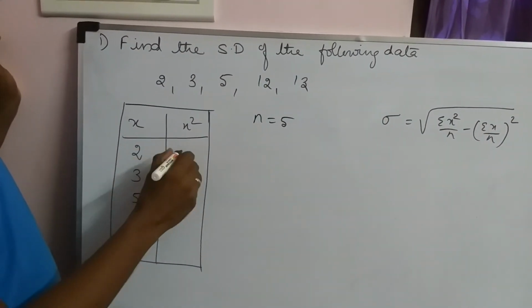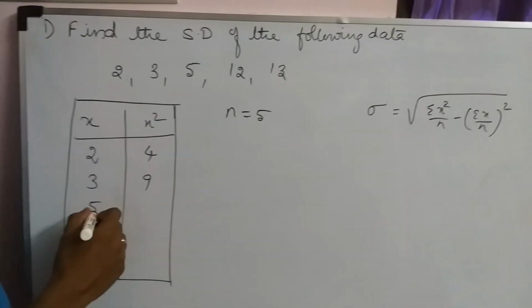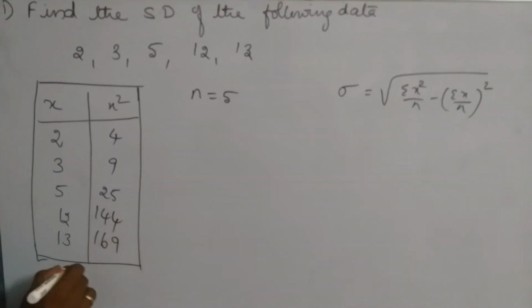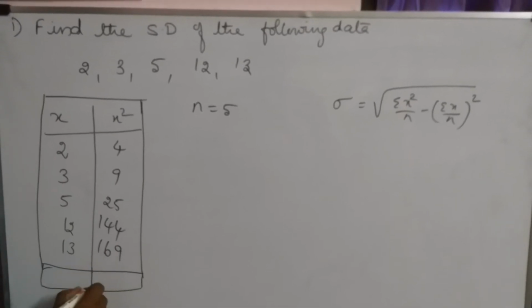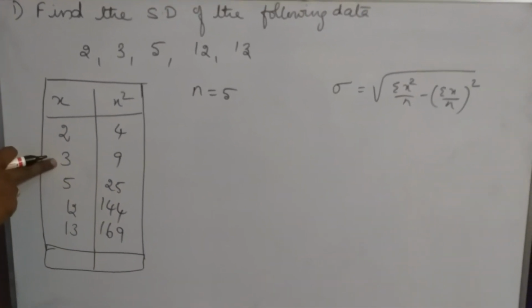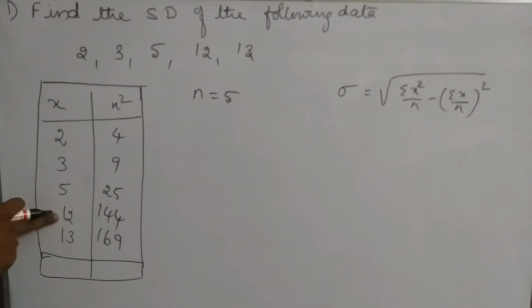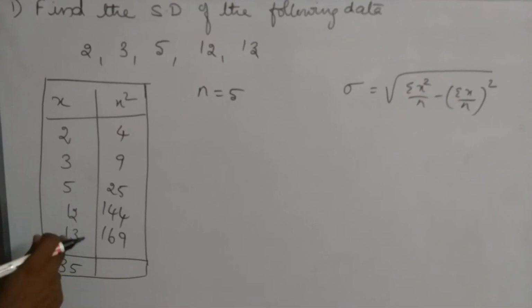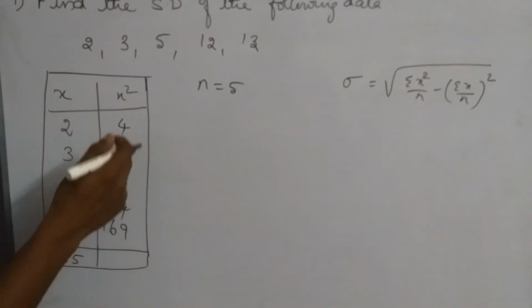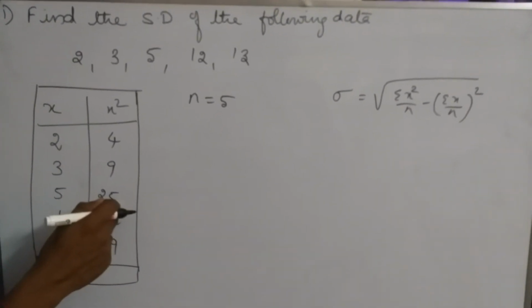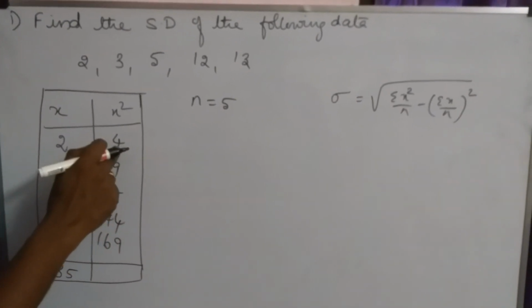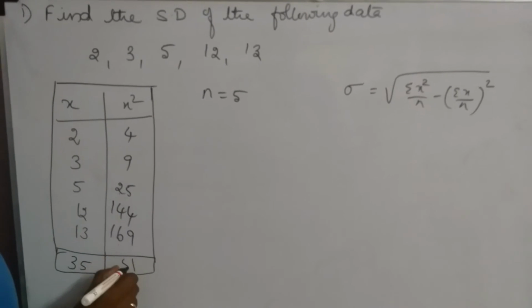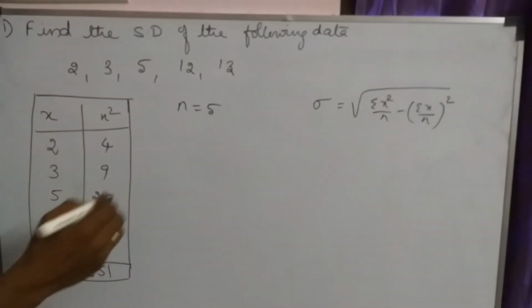Now the square of 2 is 4 and 3 is 9. The square of 5 is 25, 12 is 144 and 13 is 169. Now add those: the sum of x squared is 351. Next add the x values: 2, 3, 5, 12, 13, which gives 35. Now n equal to 5 here.